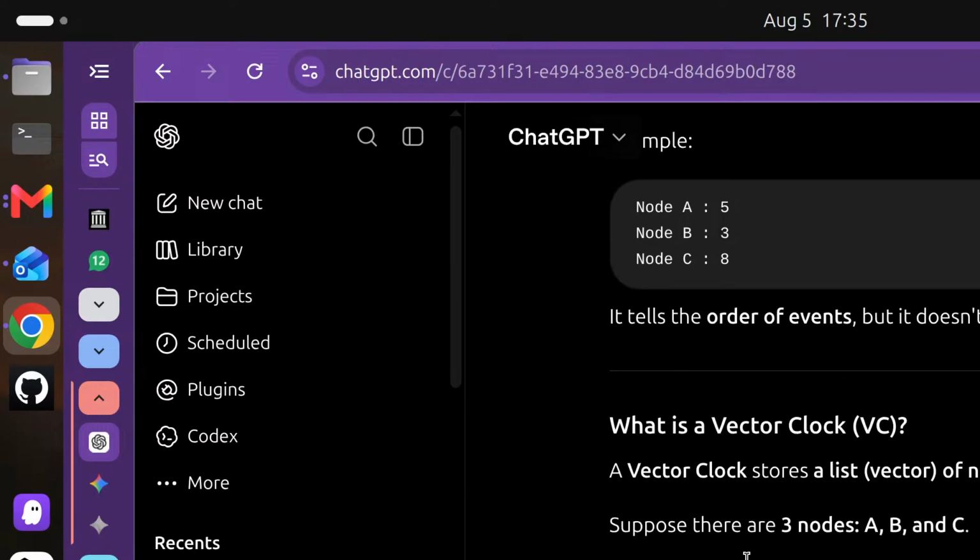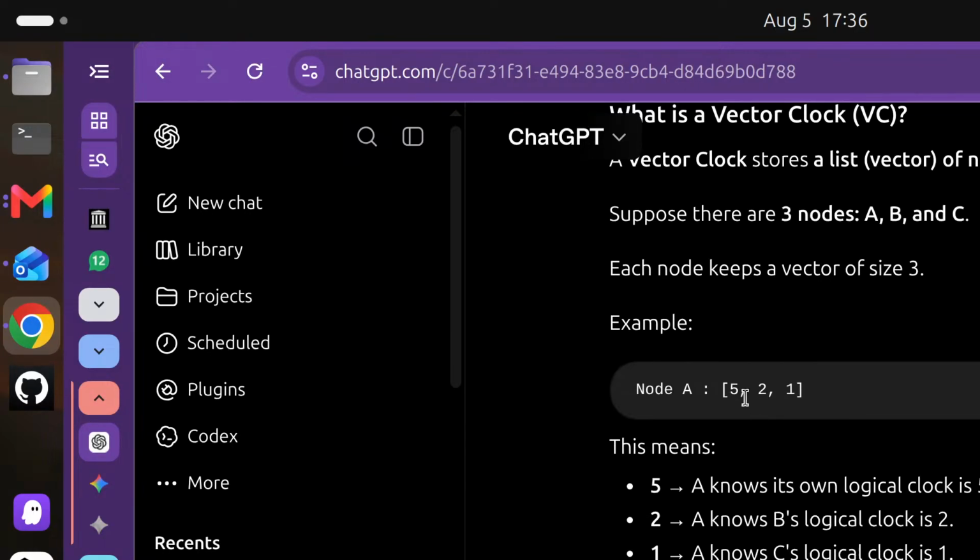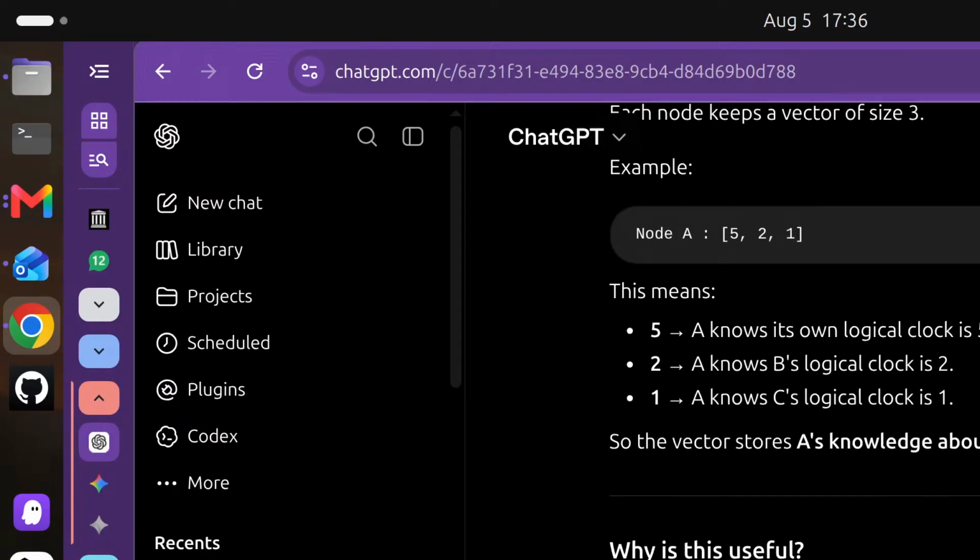So what is a vector clock? A vector clock stores a list, a vector of numbers instead of a single number. Suppose there are three nodes called A, B and C. Each node keeps a vector of size 3. So A is 5, B is 2 and C is 1. A knows its own logical clock is 5 and B is 2 and C is 1. So the vector stores A's knowledge about every node.